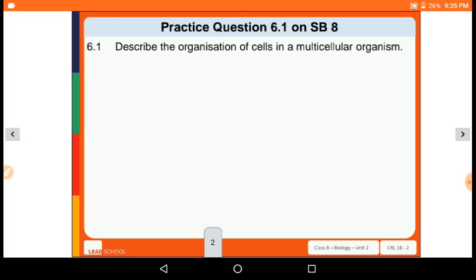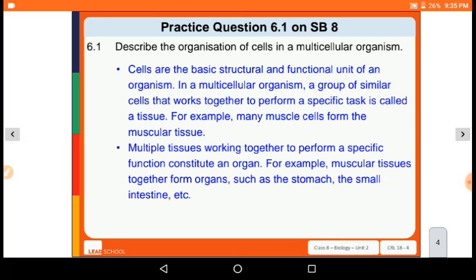First of all, it is practice question number 6.1 on your SB8 regarding the previous day. The question is: describe the organisation of the cells in a multicellular organism. Cells are the basic structural and functional unit of an organism. In a multicellular organism, a group of similar cells that work together and perform a specific task is called a tissue. So छोटे छोटे सेल बन के एक टिश्यू बनाते हैं जो मल्टीपल टास्क करता है. For example, many muscle cells form the muscular tissue.